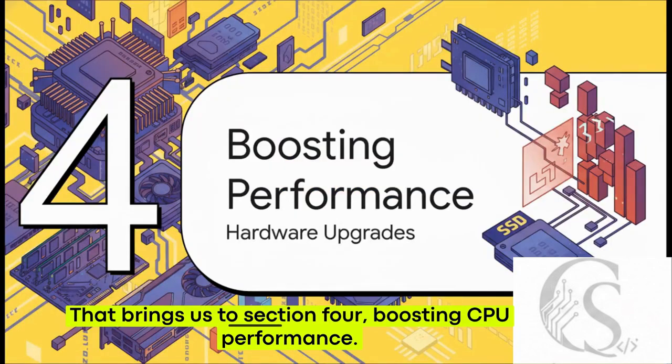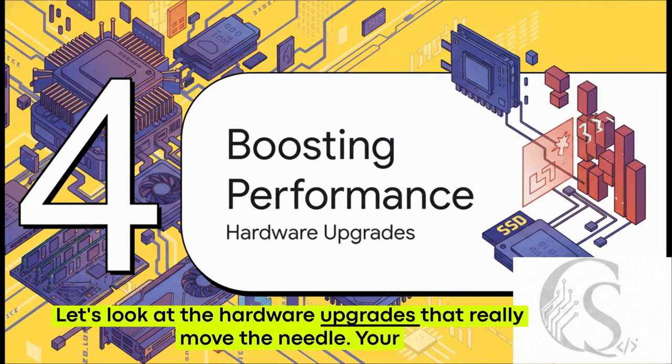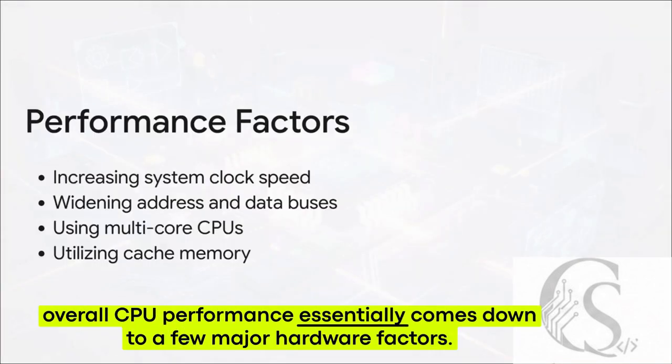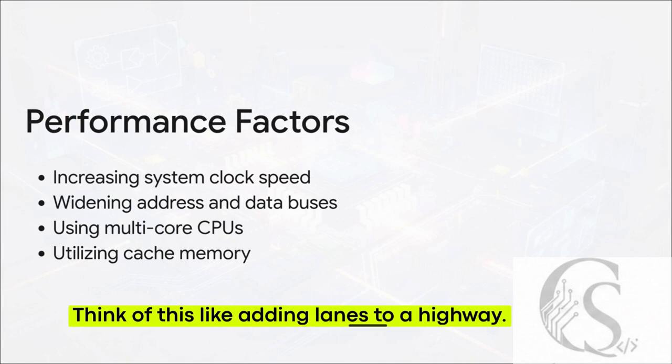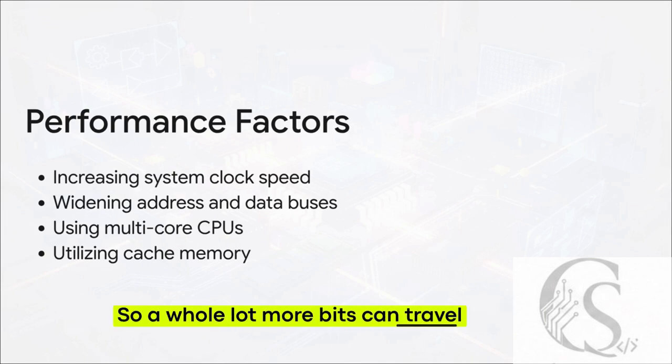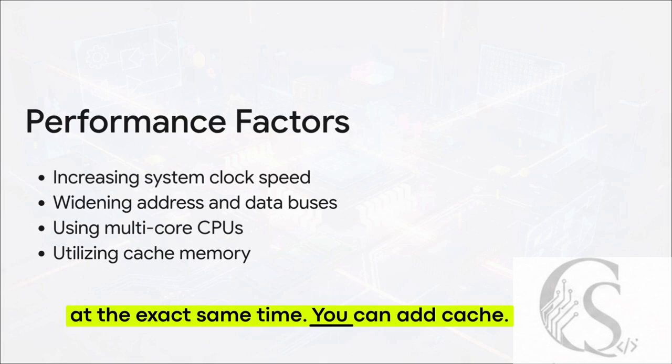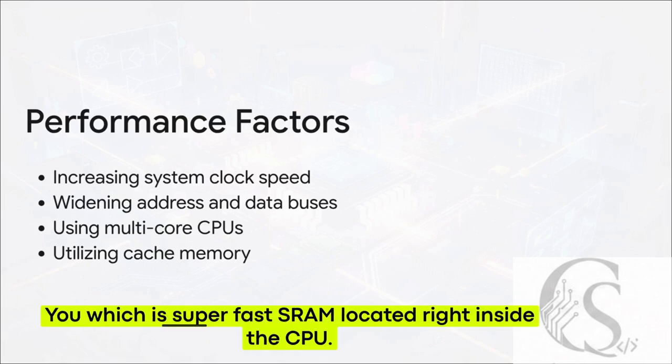That brings us to Section 4, boosting CPU performance. Let's look at the hardware upgrades that really move the needle. Your overall CPU performance essentially comes down to a few major hardware factors. You can widen the system buses. Think of this like adding lanes to a highway, so a whole lot more bits can travel at the exact same time. You can add cache memory, which is super fast SRAM located right inside the CPU.